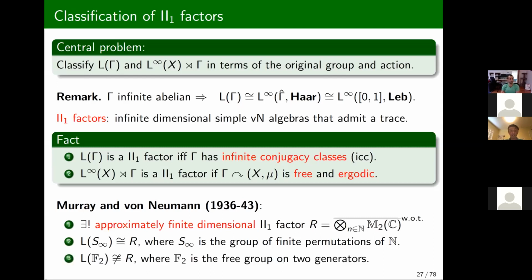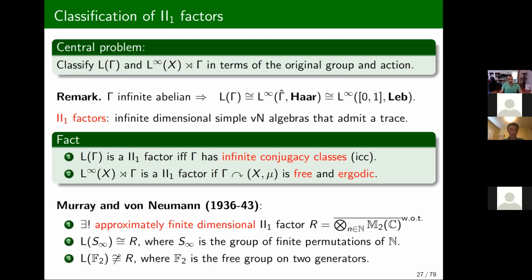And finally, they also showed that the von Neumann algebra of the free group on two generators, L(F2), is not isomorphic to R. So L(F2) is a II_1 factor because F2 is ICC, which is not isomorphic to R. So in particular, this gives you the first two examples of countable groups, S-infinity and F2, which have non-isomorphic von Neumann algebras.